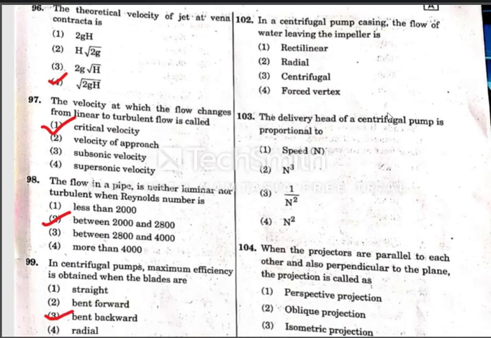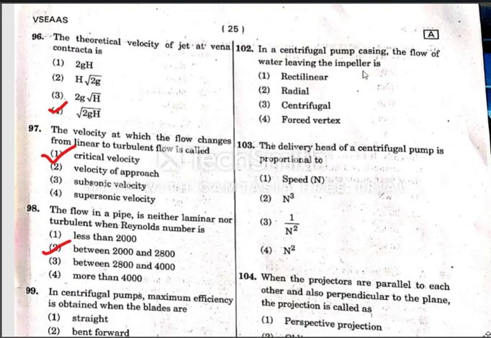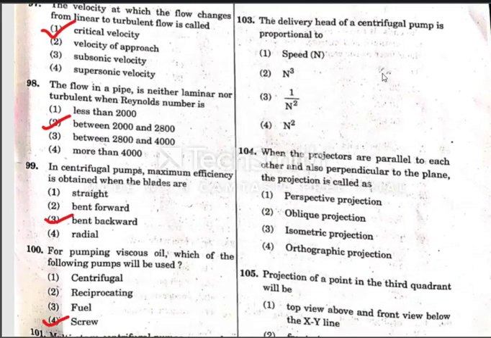And the next question: in a centrifugal pump casing, the flow of water leaving the impeller is what? In a centrifugal pump casing, the flow of water leaving the impeller is free vortex flow. So free vortex flow is the correct answer, but in these four options there is no correct answer. So the government gave a free score for this question. So one or two questions have a correct answer.